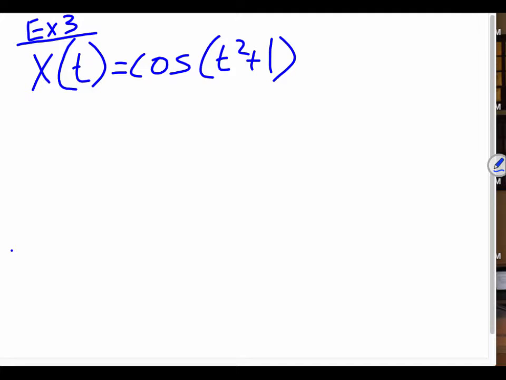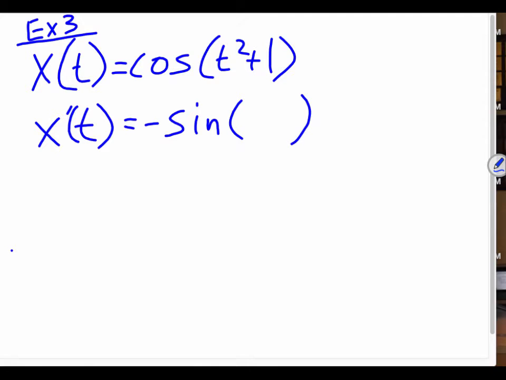Right? So I'm going to say x prime of t. Cosine. Well, what's the derivative of cosine? Negative sine. Sine of the stuff, t squared plus 1. The stuff. And then what do we do? Take the derivative of the middle. Take the derivative of the stuff on the inside. What's the derivative of t squared plus 1? 2t. So I tack that on the end.